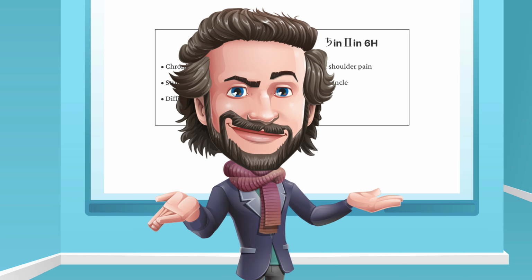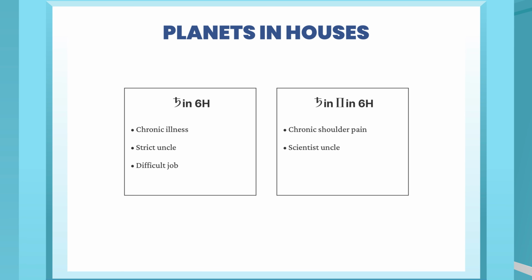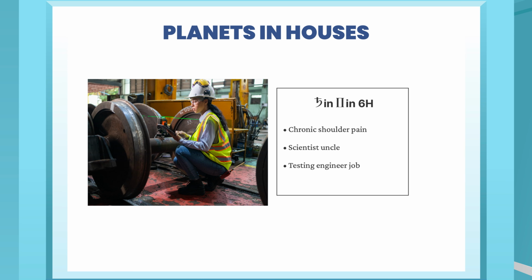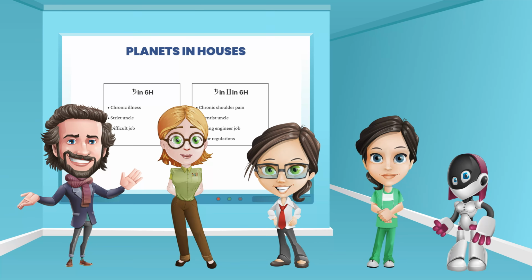Ella, your turn. How does your difficult job evolve? Saturn in Gemini could point to someone in data analysis, technical testing, or labor law, something methodical and rule-based. Excellent delineation, team. You're getting the hang of this fast.